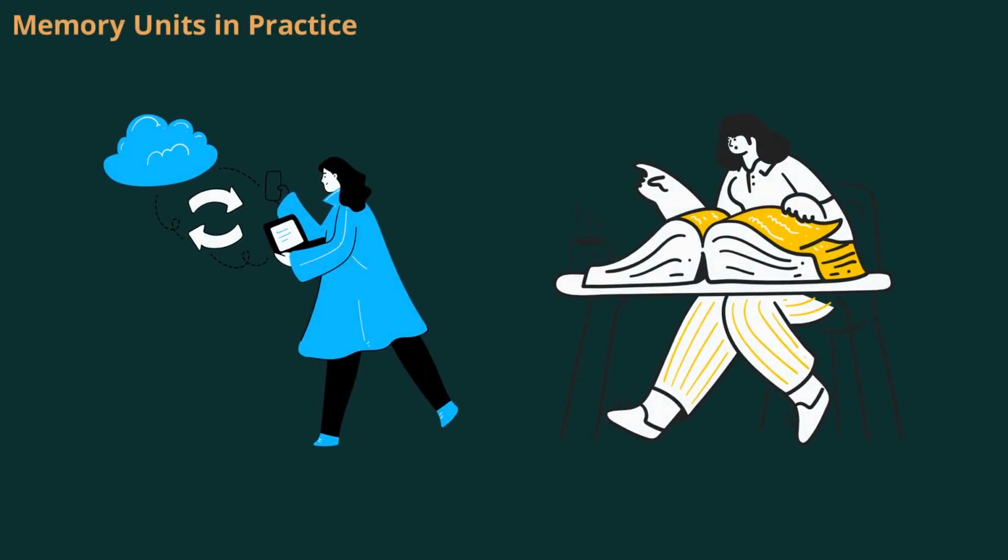When you buy a computer or smartphone, you'll see memory sizes listed in gigabytes or terabytes. These units are based on bytes, with each step up representing a much larger amount of data. Understanding these units helps you make informed choices about technology purchases and usage.